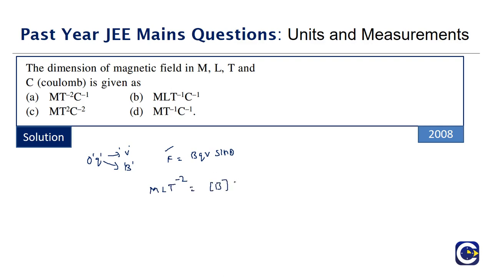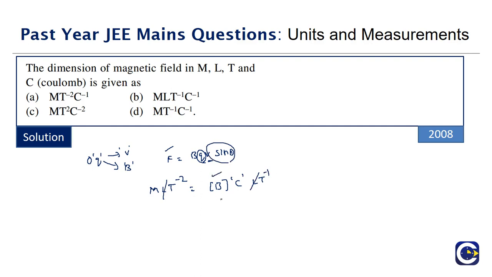Of course here we'll have to get the dimensions of B in terms of mlt and charge dimension. So here we can take the charge to be having the dimension C. Normally we'll be expressing it in terms of current into time, but here as they are asking in the question, we will be continuing with C to be the dimensional symbol for charge, into V is the speed which will have dimension L t power minus 1. Sin theta trigonometric function is a dimensionless quantity. So we can see over here that L will get cancelled on the LHS and RHS.